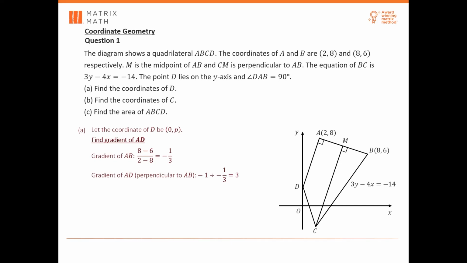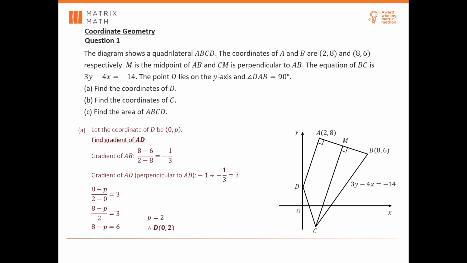Now we can create an equation for AD and find the y-intercept. That's fine. Or what you can do is find the gradient in terms of P, because just now we let the coordinate of D be (0, P). So the gradient of AD is (8 minus P) over (2 minus 0). From here, you get (8 minus P) over 2 equals 3. So 8 minus P equals 6. Therefore, P equals 2. So since P equals 2, the coordinate of D is (0, 2).